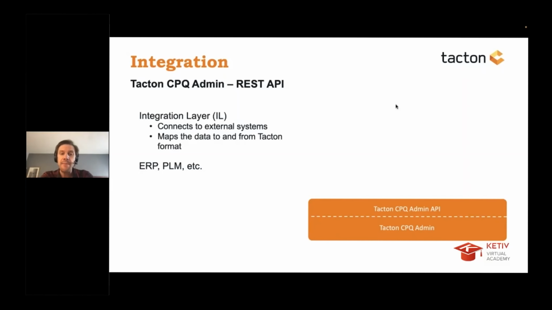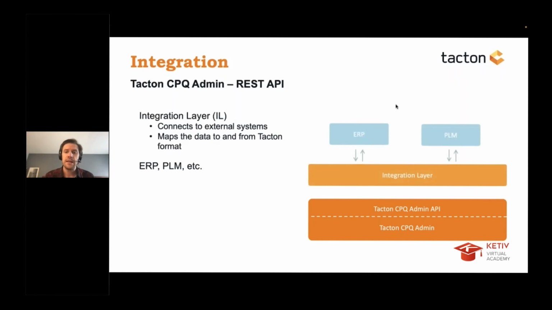And every API has its own setup, the way it describes or structures data, and so does Tacton CPQ. Even though we have configurability within our software, it's still going to have pretty much the same pattern or setup. And that goes with the next part: how do I get data from a PLM system that is structured in one way over to Tacton CPQ?